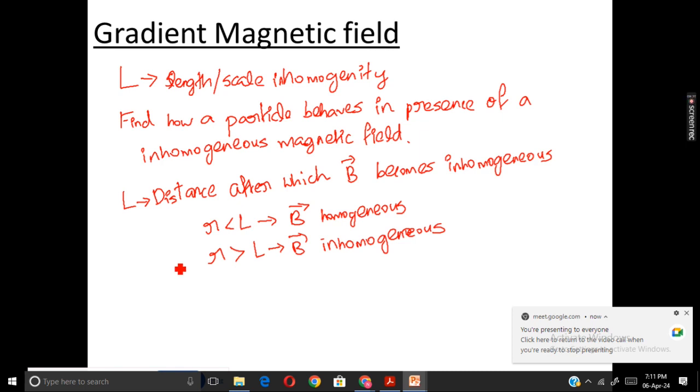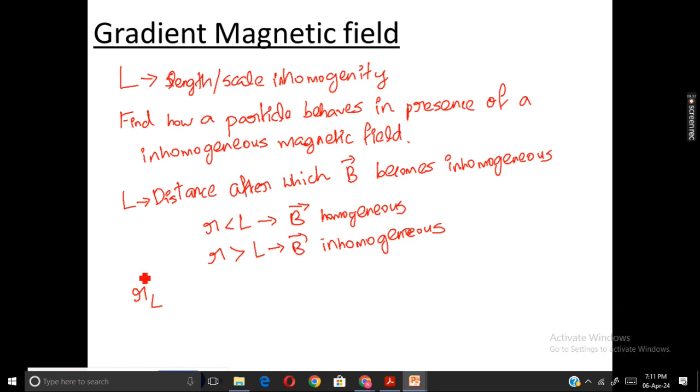So we can define the radius of gyration R_L, which is basically the radius of the circle that the particle creates in the presence of a homogeneous magnetic field. You guys remember we learned it in the last class. So that is the radius of gyration, which is mv by qB. This also we learned in the last class. This equation mv by qB is very much less than L. So we have the radius of gyration is very much less than L.